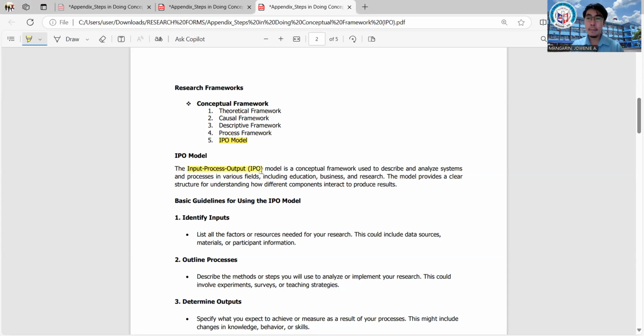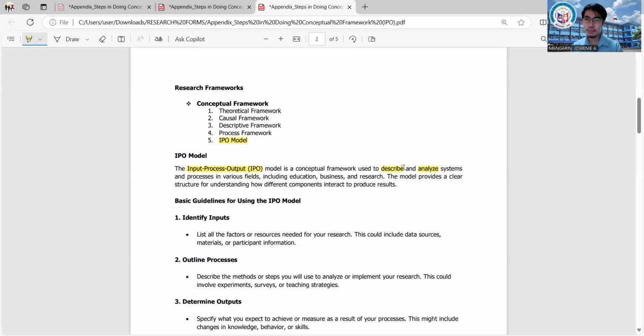process, and output model. Okay, so ngayon, bakit ba kailangan natin gumamit ng IPO model? Magandang gumamit ng IPO model because IPO model help the researchers to technically describe and analyze the systems and processes that they will be using in the conduct of their research paper. Anong ibig sabihin noon? Once that the researchers kasi utilize IPO model, this model will be focused on the four basic parts of our paper.